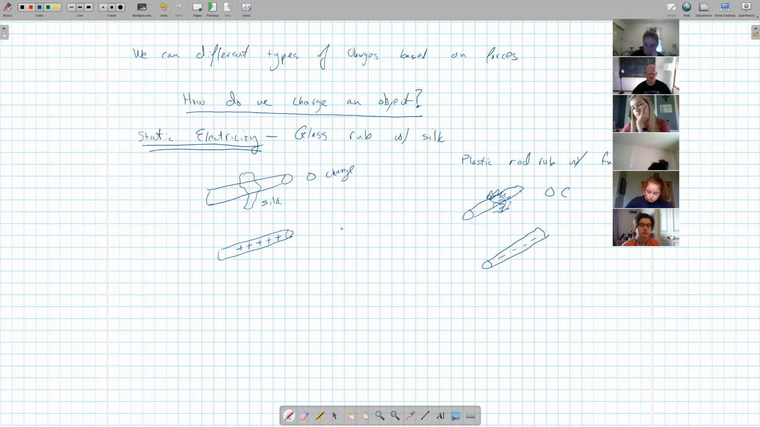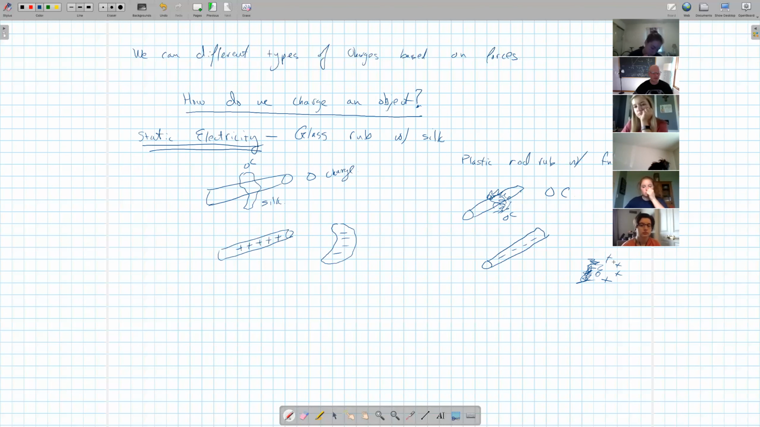Okay. But over here, if I look at my silk, so let's say here's my silk, what I'll find is that my silk ends up being overall negatively charged, even though my silk initially had 0 charge to it as well. And then over here, my fur, say here's my fur, which again had 0 net charge initially. Well, the rod is negatively charged, then the fur over here is going to end up being positively charged. Okay.